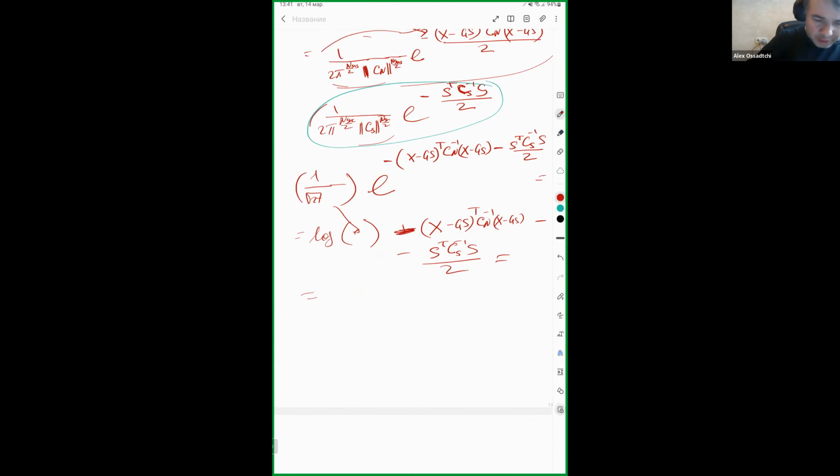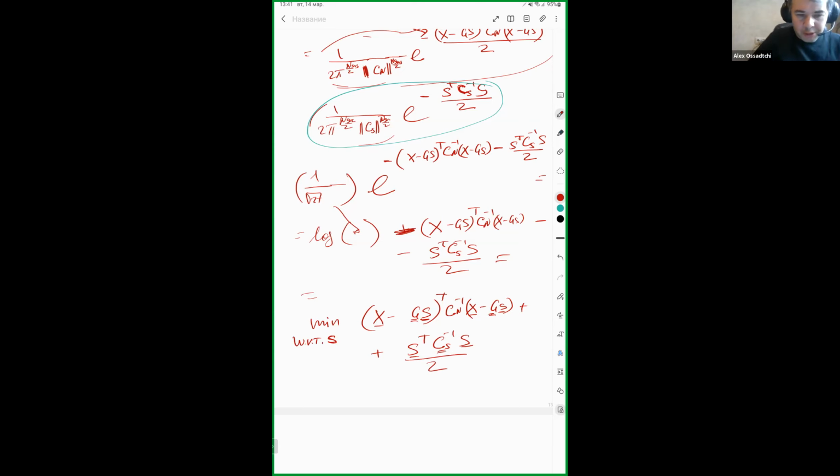Or in other words, you want to minimize (x - g s)ᵀ Cn⁻¹ (x - g s) + sᵀ Cs⁻¹ s over 2. Okay, you want to minimize this with respect to s. s is your vector, g is your matrix, x is your data vector, Cs is your covariance matrix. Okay, your forward matrix. So nothing very trivial, right?